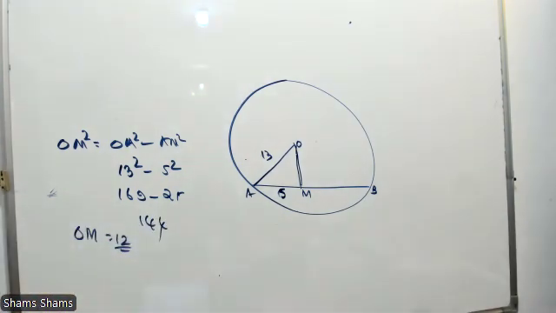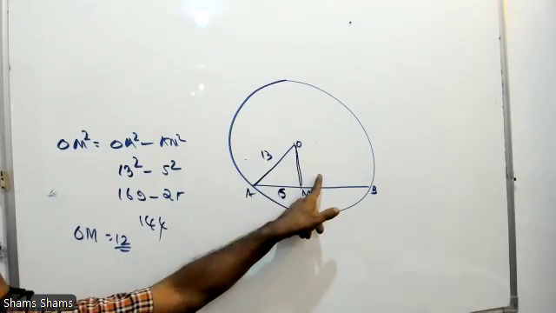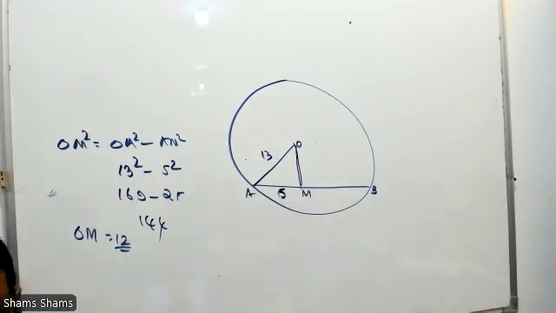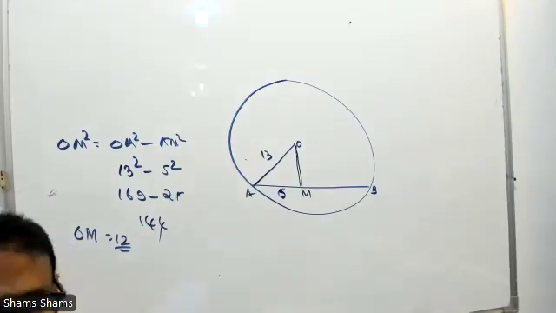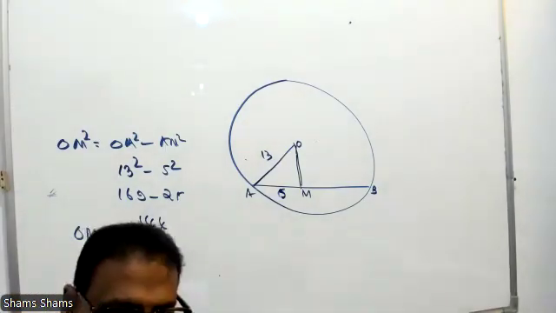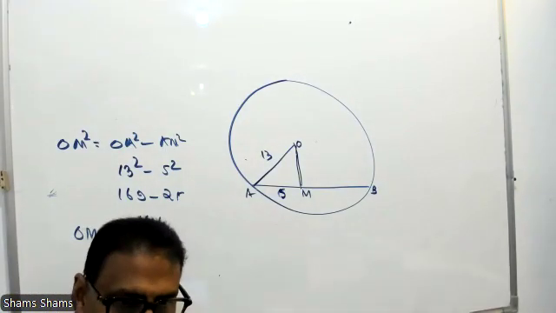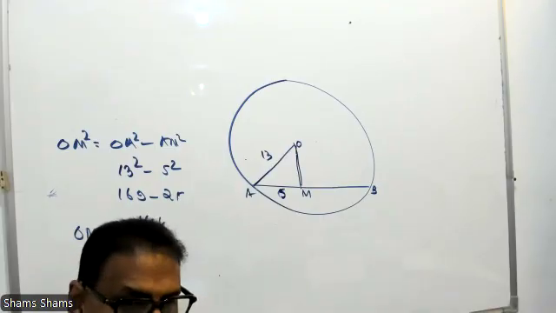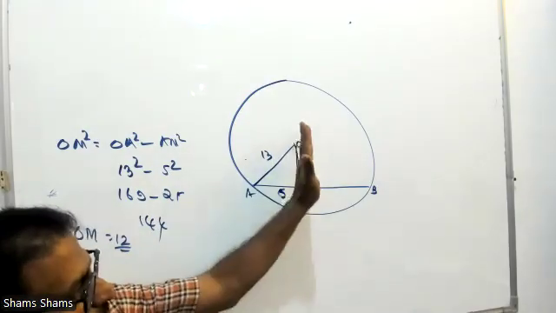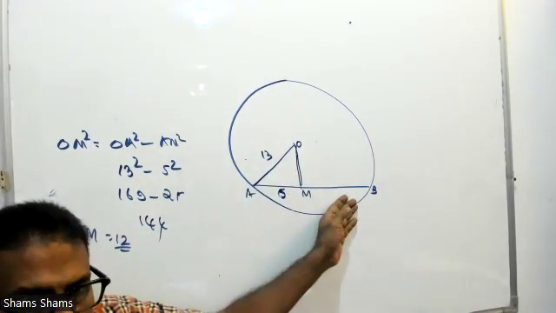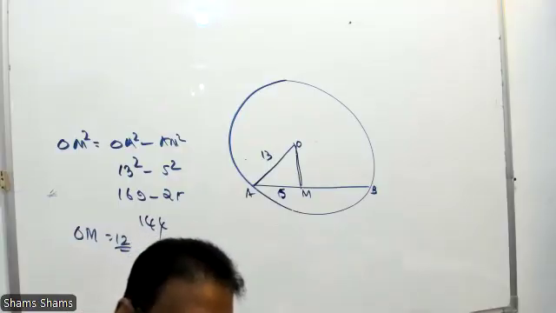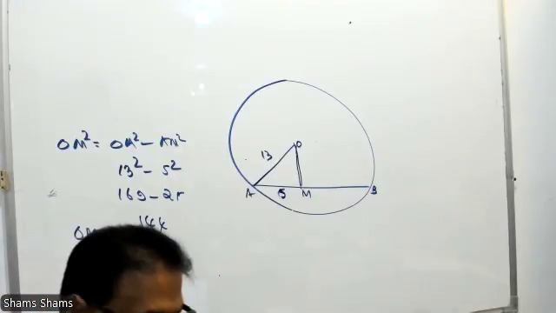Okay, here this is 13, here is 5. What do you want to find out? AM. Then the length of the chord is what? 10, double. What is the first theorem? The perpendicular from the center bisects the chord. Bisect means if it is 5, the other part is also 5. So accordingly, 10.